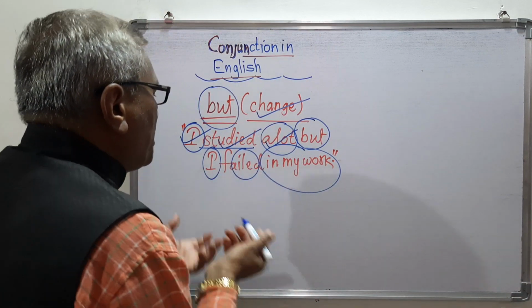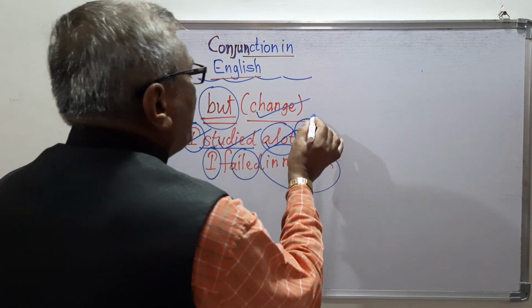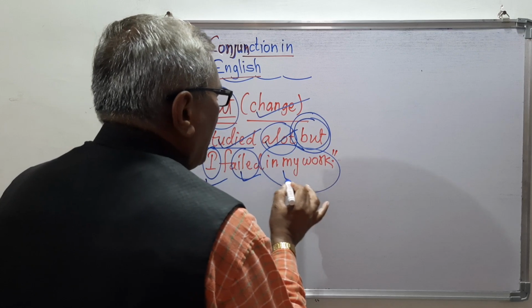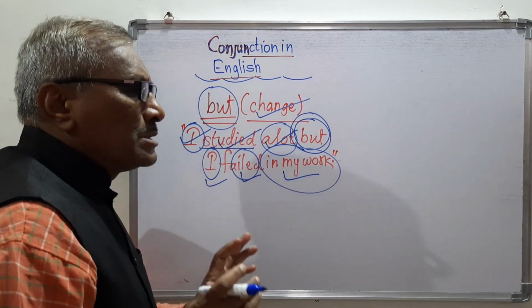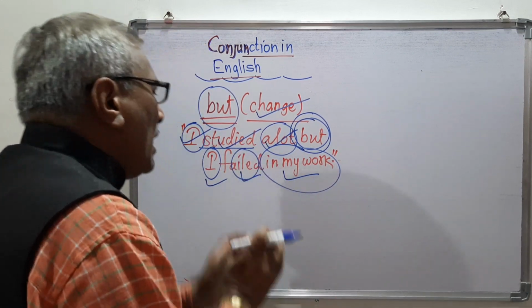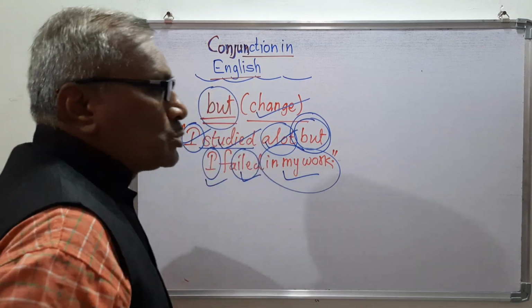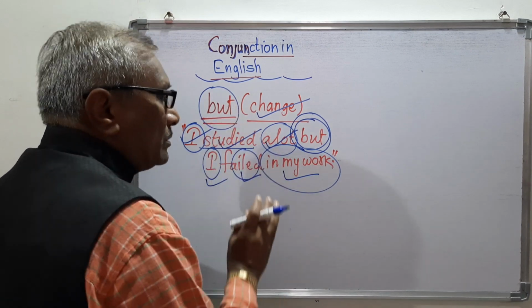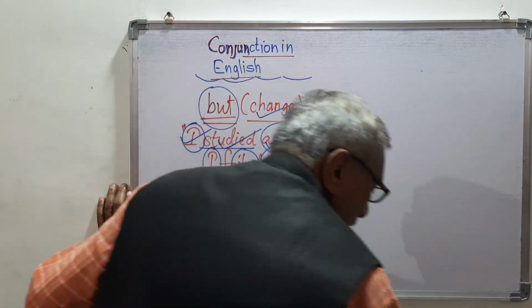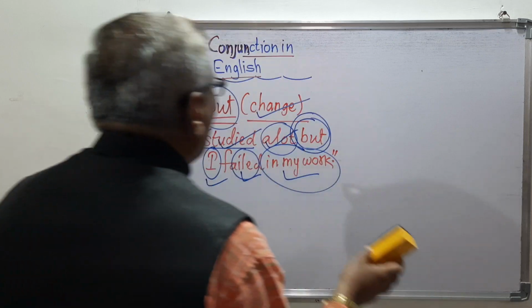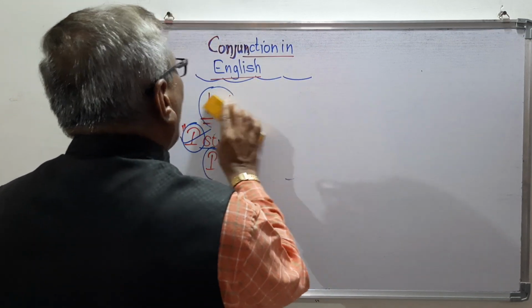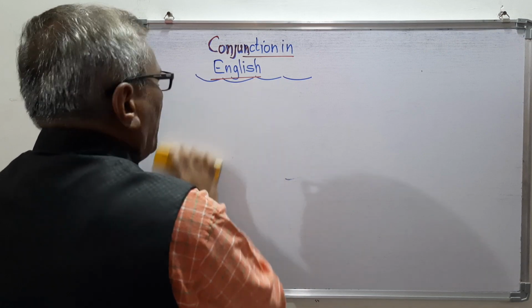But what change happens? The change is that but I failed in my work, means he failed in his work, and this is the change. So my point is that the conjunction but shows the change in the life of the particular subject. That is the point, and that point is very important.